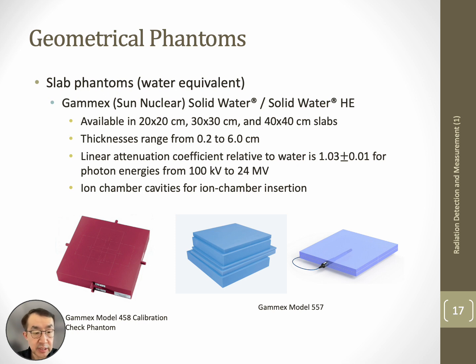So they have solid water first generation, and now they have solid water HE. It is stronger, but both feature water equivalency. Sizes are as small as 20 by 20, 30 by 30, and as large as 40 by 40. The thicknesses range from 2 millimeter slabs to 60 millimeter thickness. It's very similar to water for the range of energies that our applications use. And here you can see that these phantoms have plugs. You just pull out this plug, and then you can put in these ionization chambers for measurement.